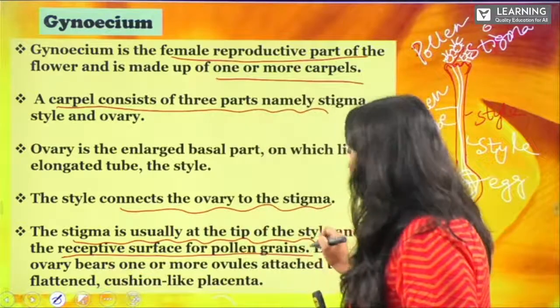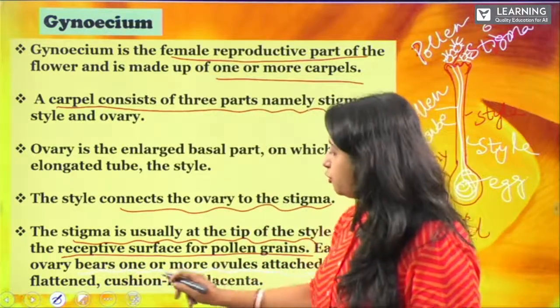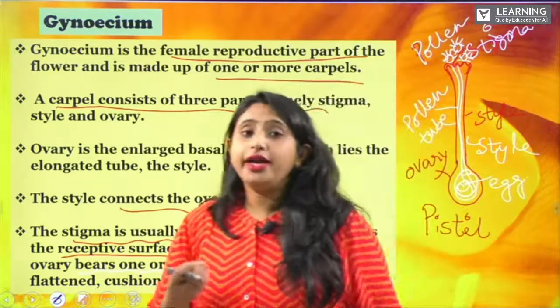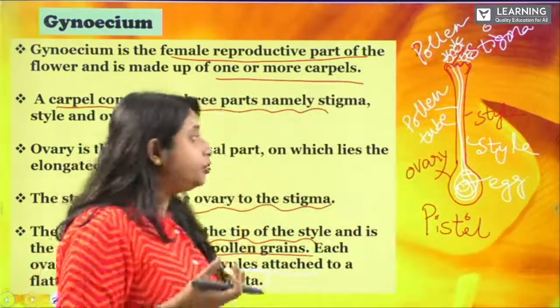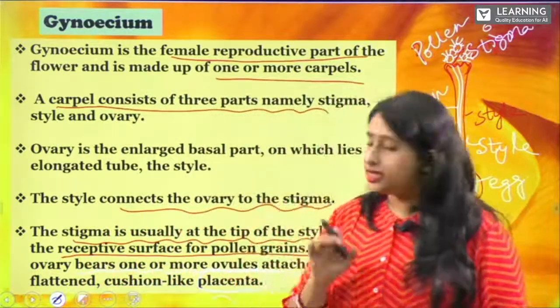Each ovary bears one or more ovules attached to the flattened, cushion-like placenta. So each ovary will bear one or more ovules which will be attached to the placenta.